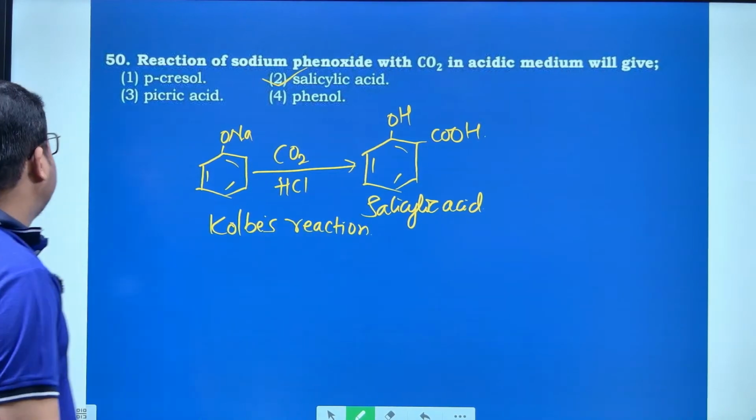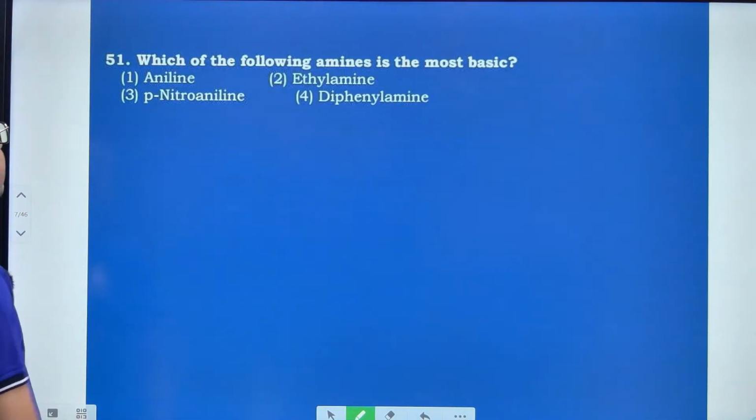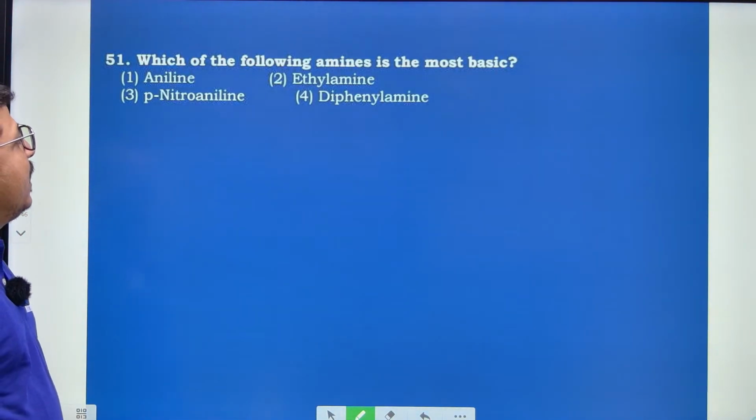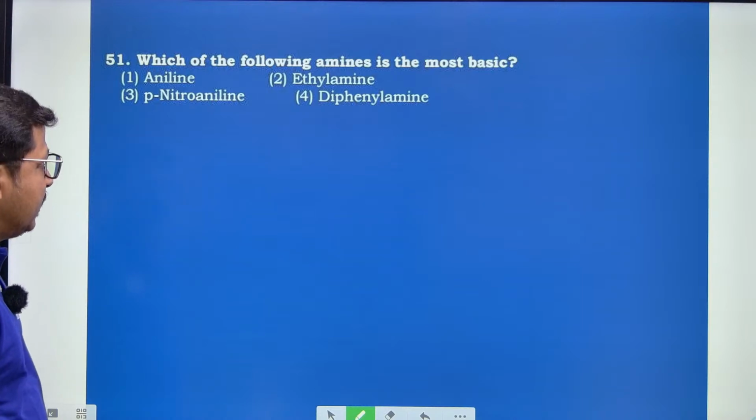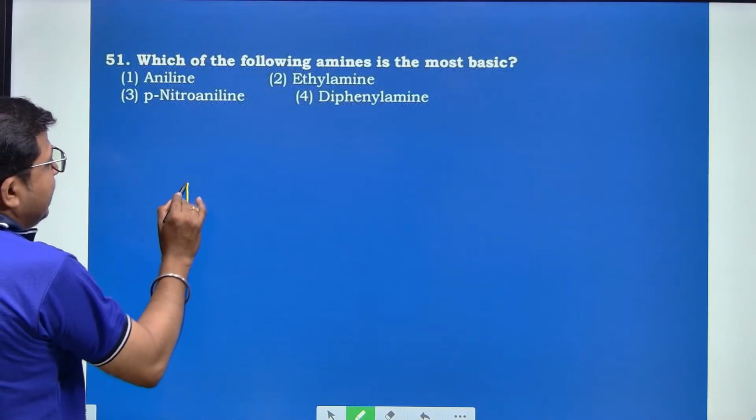Okay. Let's move to question number 15. Which of the following amines is the most basic? Look at here. This is the aniline.